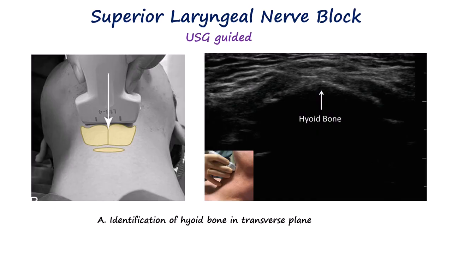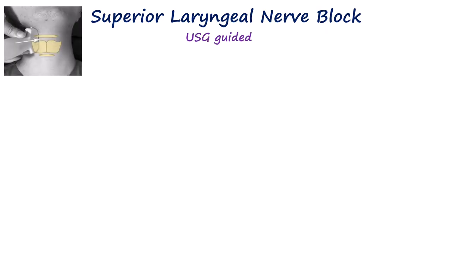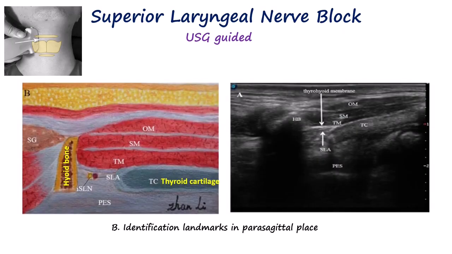The hyoid bone appears as a bright curved line with a shadow underneath. The probe is then positioned in a parasagittal orientation just lateral to the midline. In this view, the structures visible from anterior to posterior are the omohyoid muscle, sternohyoid muscle, thyrohyoid muscle, and then the thyrohyoid membrane. Deeper to that is the pre-epiglottic space. The superior laryngeal artery may sometimes be seen here as well, but it is small and not always visible.